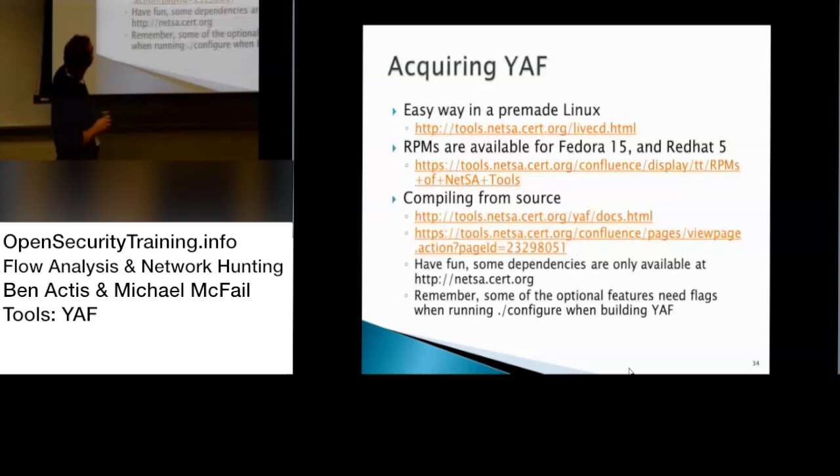So next slide. So how do you get YAF? The easiest way is they have a live CD. It's an old version of Fedora, I think it's 14. So if you just want to get it and play with it. The RPMs are available for Fedora 15 and Red Hat 5. If you do want to compile it from source, have fun. Some of the dependencies are only on their website. If you have any questions, shoot me an email. I can help you out. But it is compiled on all your student VMs.